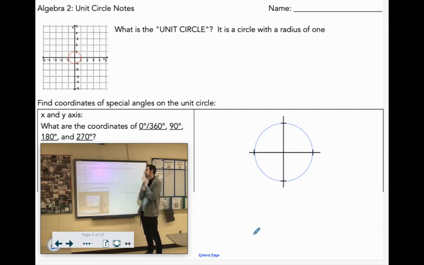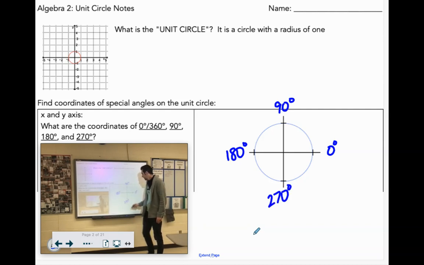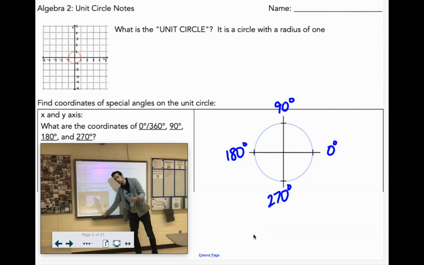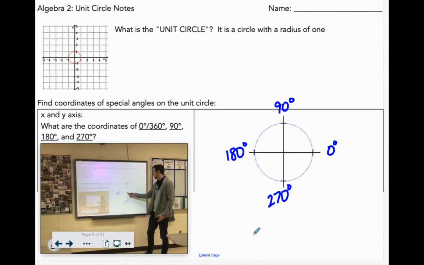What are the coordinates of 0 degrees, or 360? So over here would be 0 degrees, right? We want to know what it is for 90 degrees, which is up here, 180 degrees, and 270 degrees. Now remember, these are all 1 away from the center of the graph. So 0 degrees is 1 to the right, so that coordinate would be 1, 0.